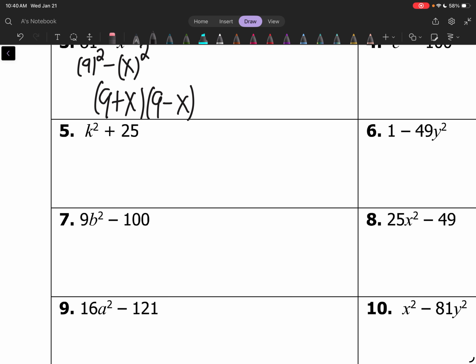Moving along to number 5, I have k squared plus 25. There should be an immediate red flag. This is a plus sign, not subtraction. This is not a difference. 5 is prime.